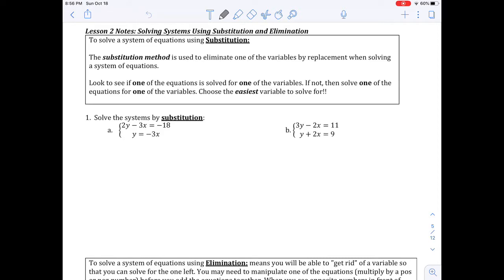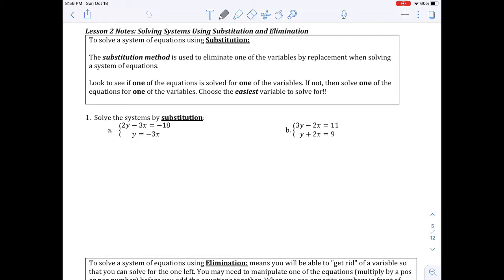The first way is called substitution. The substitution method is used to eliminate one of the variables by replacing it with the other variable. The substitution method is preferred when one of the variables has a coefficient of 1 or is easily solved for.